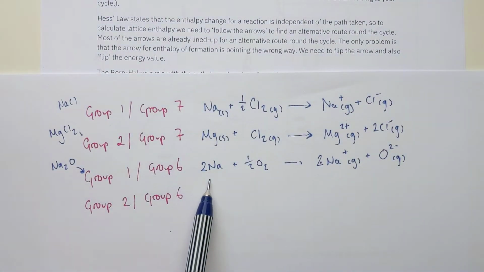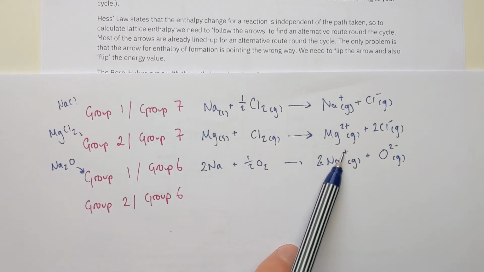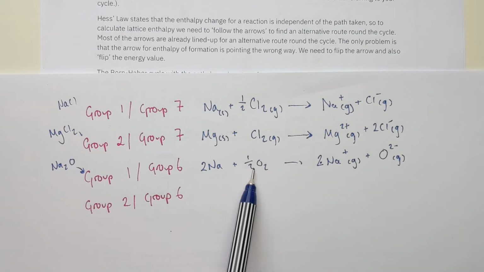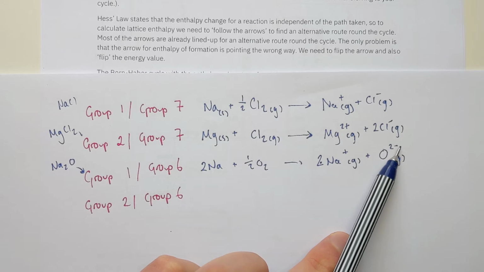So in this case, I have twice as much sodium as I do in the first example. It's only going to 1 plus though, so that's just 1 ionization energy. I've only got 1 oxygen, so that's just the atomization energy of oxygen, but I have to add 2 electrons to it to get to be 2 minus.